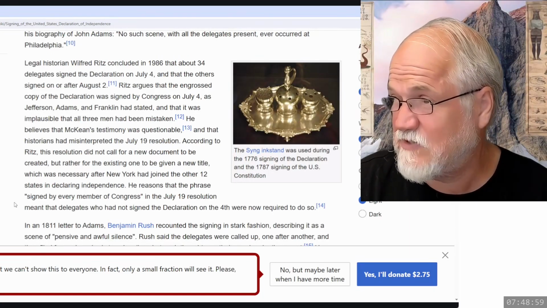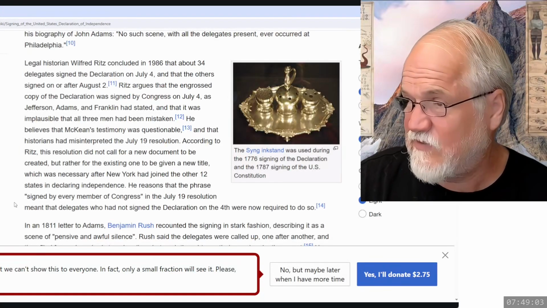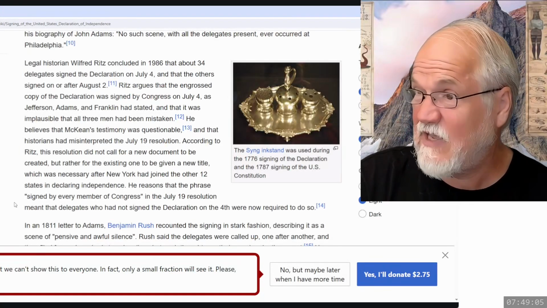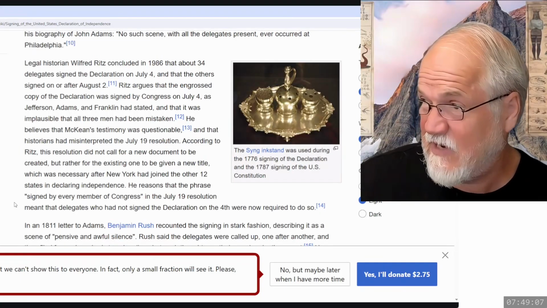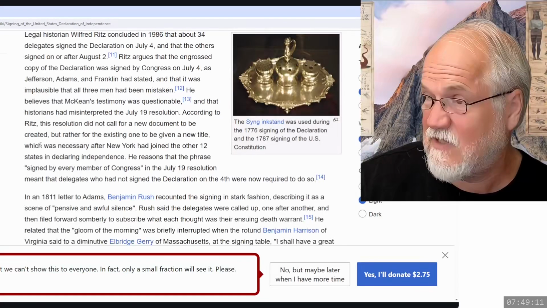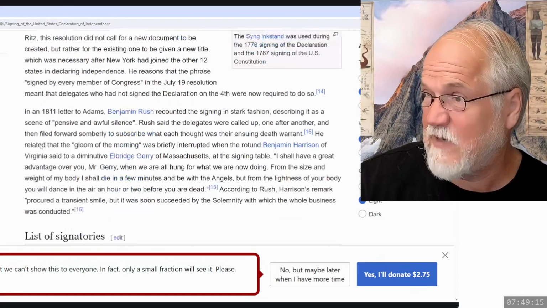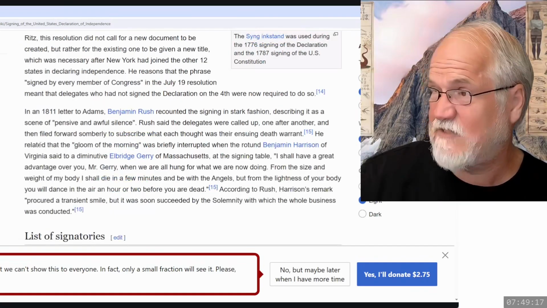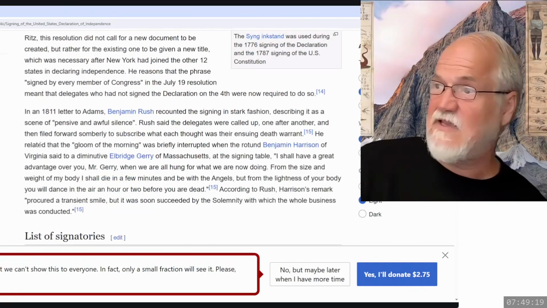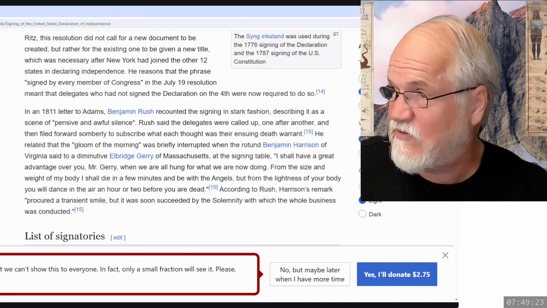According to Ritz, this resolution did not call for a new document to be created, but rather for the existing one to be given a new title, which was necessary after New York had joined the other 12 states in declaring independence. He reasons that the phrase "signed by every member of Congress" in the July 19 resolution meant that delegates who had not signed the Declaration on the 4th were now required to do so.